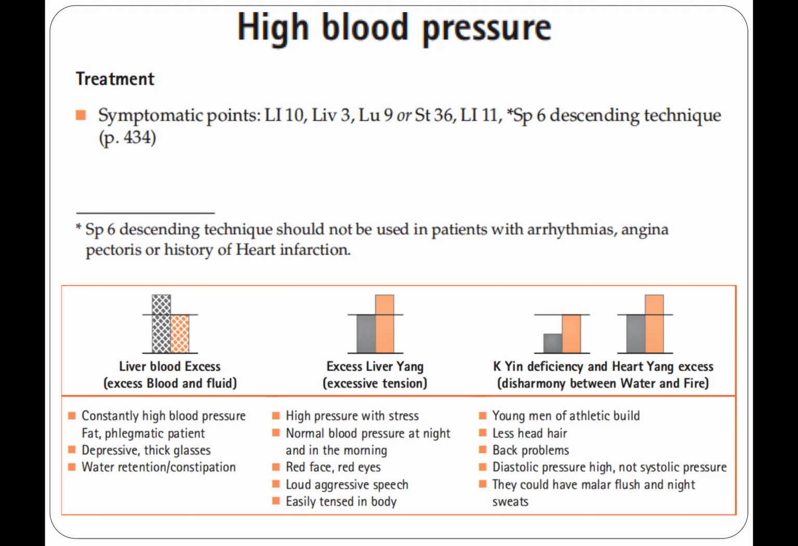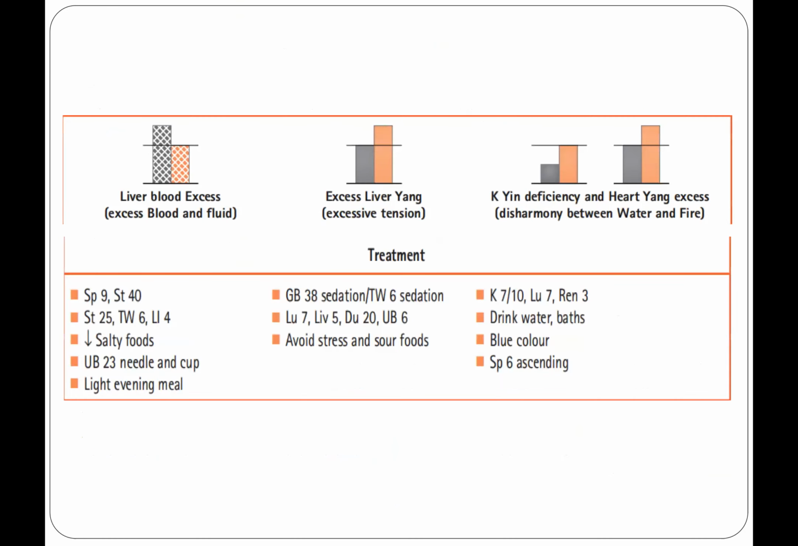And pag kidney yung deficient and heart yang excess, disharmony between the water and the fire. Karaniwan po ito sa young men of athletic build. So less konti na po yung buhok sa ulo kasi involved nga po yung kidney. Then, meron din po siyang back problems. Then, diastolic pressure is high, not systolic pressure. So sa diastolic po, they could have malar flush and night sweats. So kung tingnan niyo yung kanyang mukha na mapula tapos sa gabi na mamawis. So yun po yung imbalance of kidney yin and yang and heart yang excess.